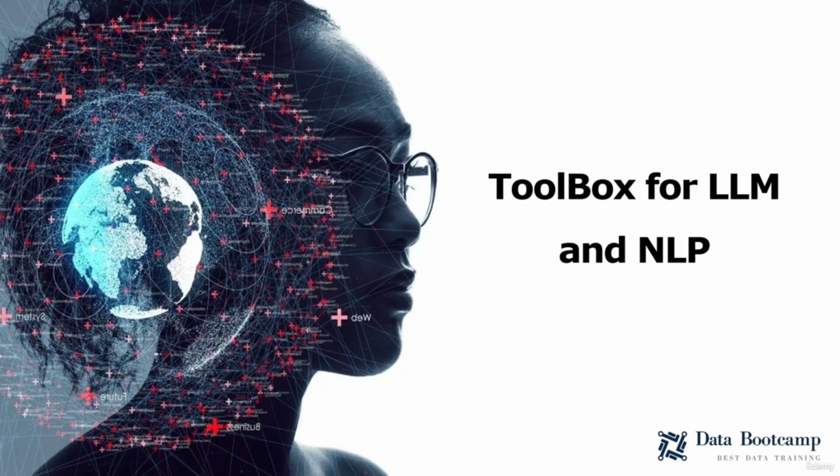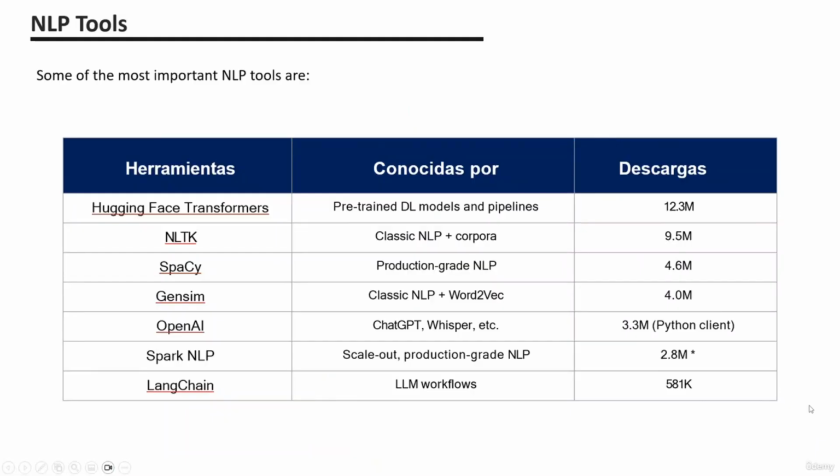Welcome to this module on tools for large language models and natural language processing. Through this module, we will learn about a variety of tools such as Hugging Face, OpenAI's API for making HTTP calls, open source models, and LangChain. We will begin by describing these tools, or at least some of the most important ones in natural language processing.